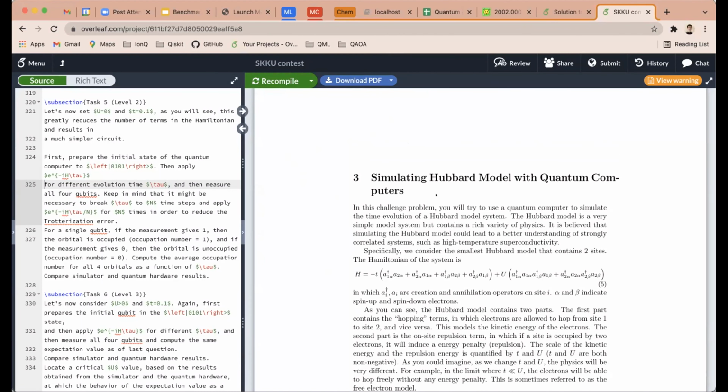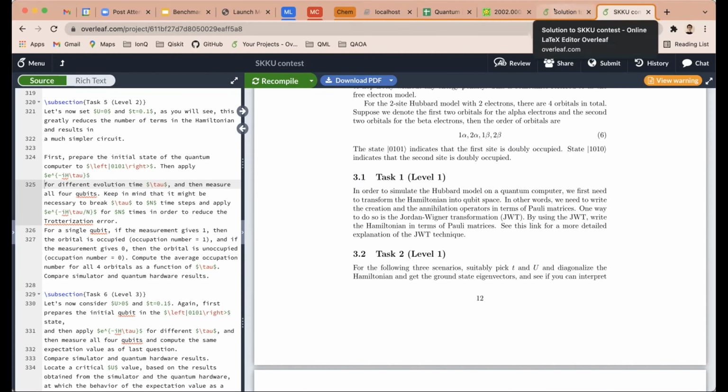Okay, for task 1, you will need to first do this Jordan-Wigner transformation to transform the Hubbard model Hamiltonian in second quantized form to Pauli matrices. So it's transforming the Hamiltonian of the Hubbard model to Pauli matrices, right? It transforms it from a second quantized form to Pauli matrices.